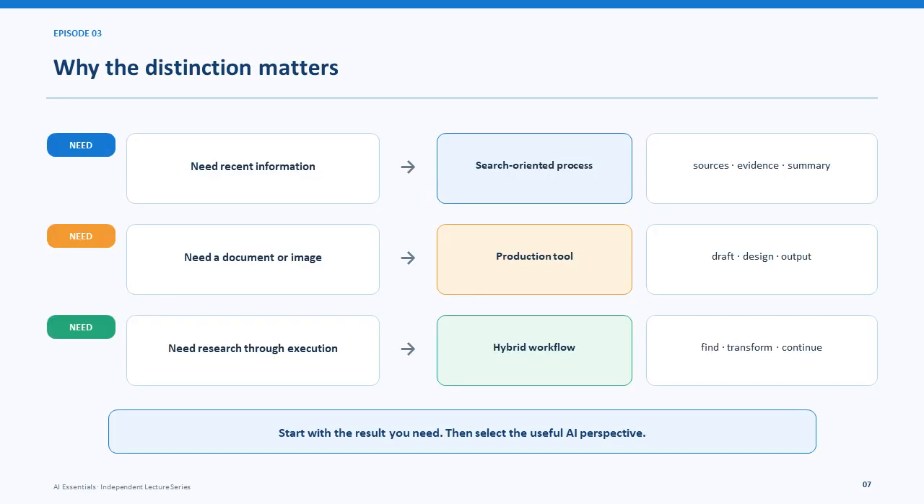The distinction matters because different needs call for different perspectives. When you need recent information, begin with a search-oriented process that emphasizes sources and evidence. When you need a document or image, use a production tool that produces a draft or design. When the task requires research followed by creation and continued revision, use a hybrid workflow. Begin with the result you need, then select the perspective that supports it.